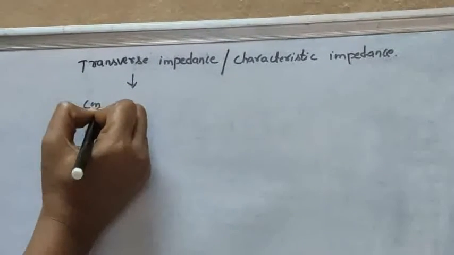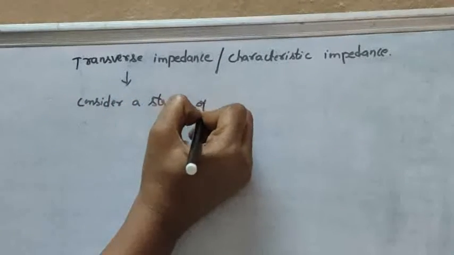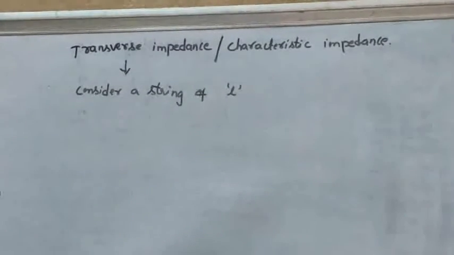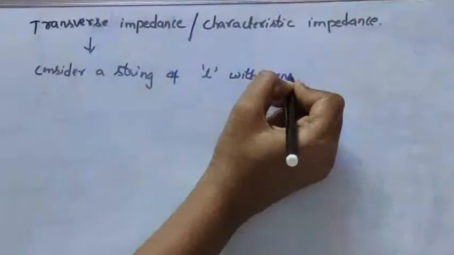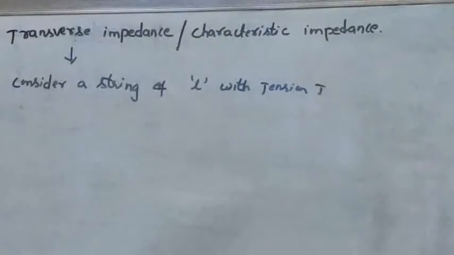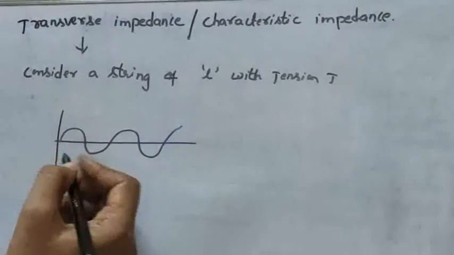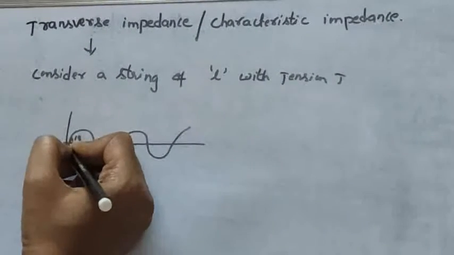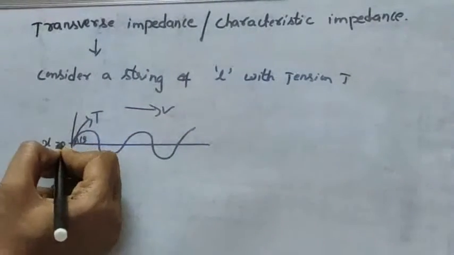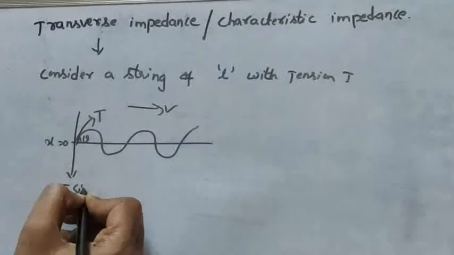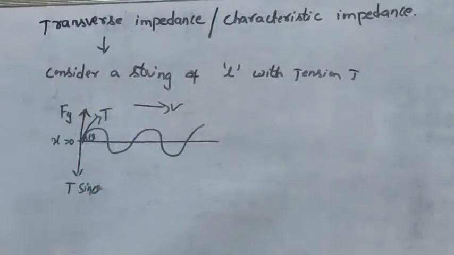Consider a string of infinite length L with tension T. Now, some tension is produced if you give a jerk on it, and this gives the velocity at x equal to 0, and here T sin theta, and this component gives the transverse displacement.